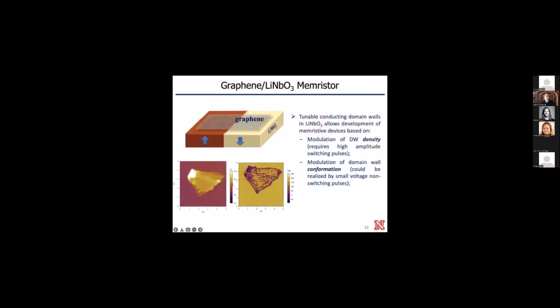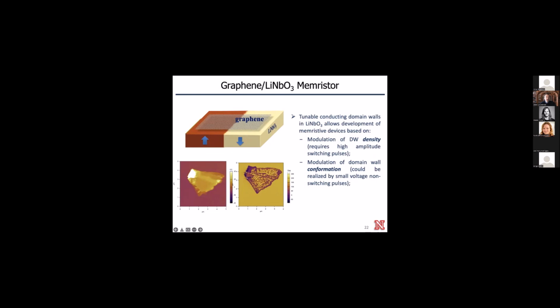And now a very few words about the application of these conducting domain walls for device applications. So basically, since we have conducting domain walls where we can control the conductance, we can therefore create memristive devices. But there are 2 approaches to this type of device. So we can change the density of the conducting domain walls, because each domain wall would be producing conducting channels. In this case, we'll have to apply high amplitude switching pulses.